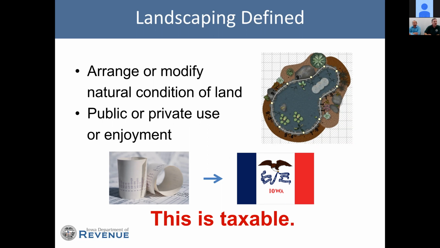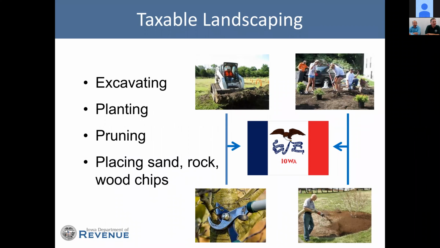All righty. So again, we're back to the landscaping. We're going to give you a few examples of some things that could be considered landscaping that would be taxable. If we're doing some type of excavating work, and you notice we do have a few photos in here to give you an idea of what we're talking about. If we're planting some things, pruning, putting down some sand, some rocks, some wood chips, those types of things. Again, we're arranging them around to make things look nice. These are some examples of taxable landscaping services. So this is something that you do need to be concerned with if you do this type of work.